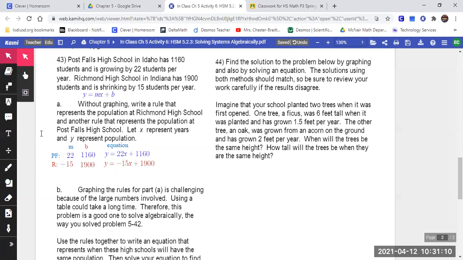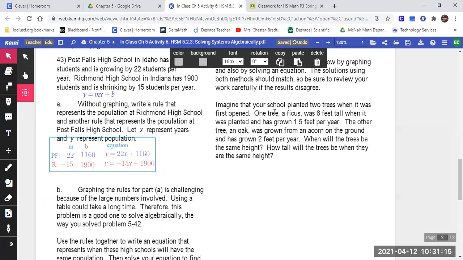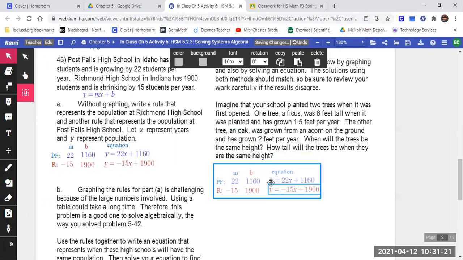Okay. Select. I want this. I'm going to copy, and I'm going to paste it. And then I move it where I want it to be. And then I'm going to change it. Okay. See, I'm still learning Canvas here.